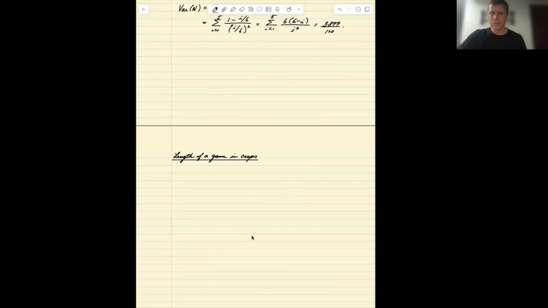So remember, the rules in craps is that there's an initial come out roll. And then the come out roll establishes the point. Well, if it's a 2, 3, or 12, the game's over and the player loses. If it's a 7 or 11, the game's over and the player wins. And anything else becomes established as the point: 4, 5, 6, 8, 9, or 10. Once the point is established, we continue rolling until either the point is re-rolled or a 7 is rolled, and then the game ends.